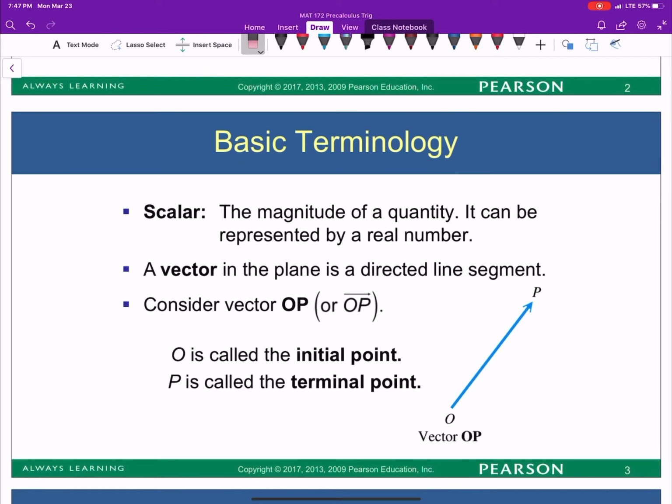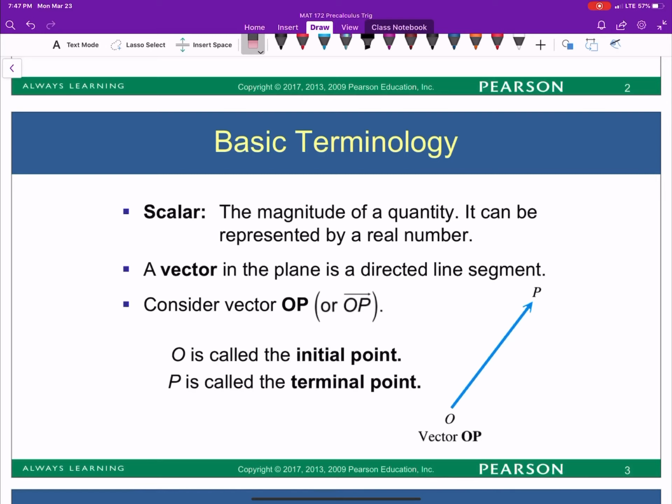So if we look here, we have scalar. It's the magnitude of a quantity that can be represented by a real number. A vector in the plane is a directed line segment. Consider the vector OP. Now, O is called the initial point. That's where you start off from. P is called the terminal point.